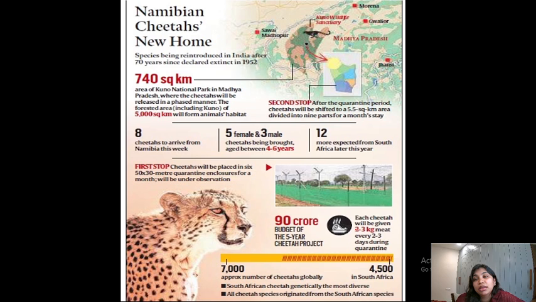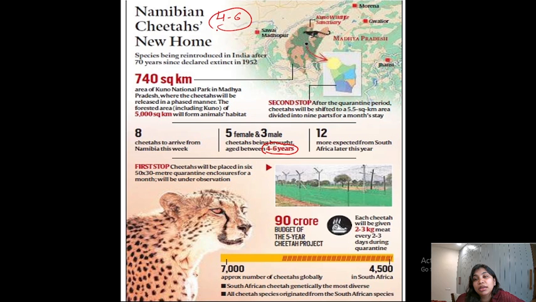Now, how did this relocation action plan take place? In Namibia, initially, these cheetahs, aged 4 to 6 years, were brought into a confined area. They were observed for any diseases or other health issues. They were checked, vaccinated, and observed for more than a month in Namibia. And after that, they were moved to India.